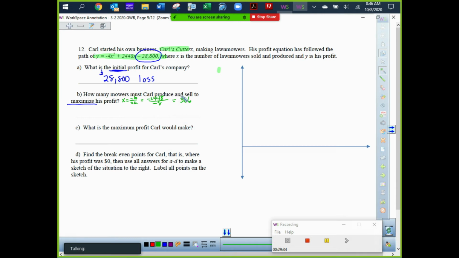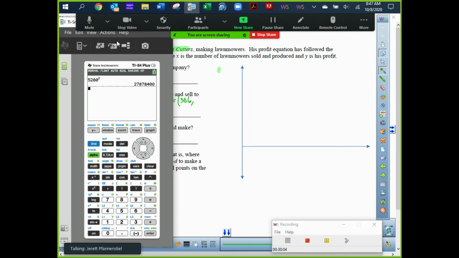Now, we might as well find the whole vertex while we're doing it, because they're going to ask us the next number, if my pen would start working again. So 306 is the x value of the vertex. How do you find the y value of the vertex again? Sub it in. Use parentheses.